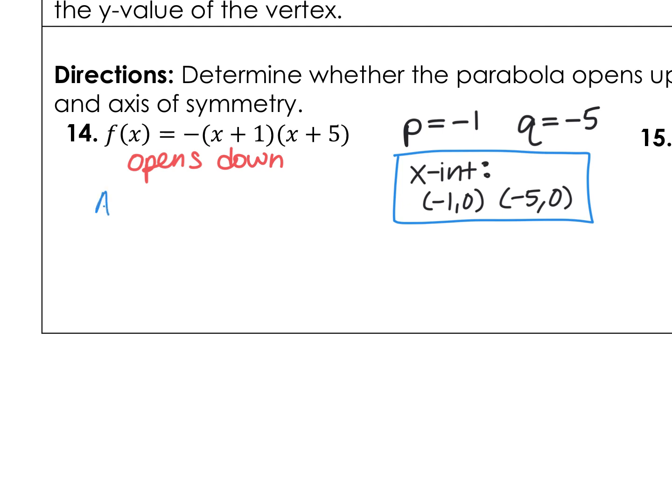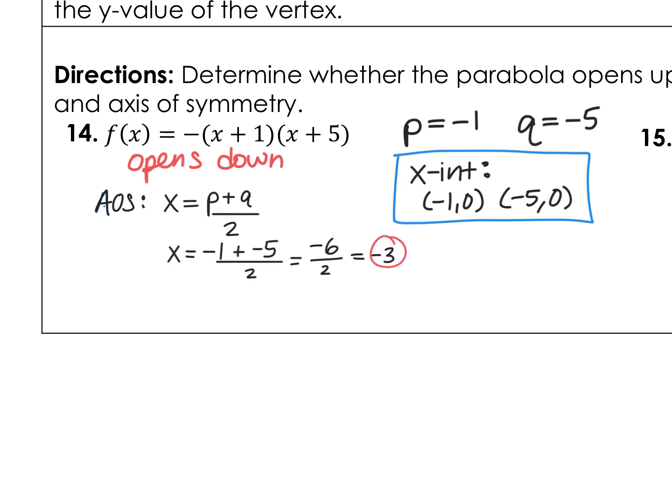So for the AOS, to find the axis of symmetry, we do x equals p plus q divided by 2, which in this case is negative 1 plus negative 5 divided by 2. Simplify the top: negative 1 plus negative 5 is negative 6. And what is negative 6 divided by 2? Negative 3. So this is your axis of symmetry. We're going to jot that down. AOS, we know now, is the equation of the line x equals negative 3.